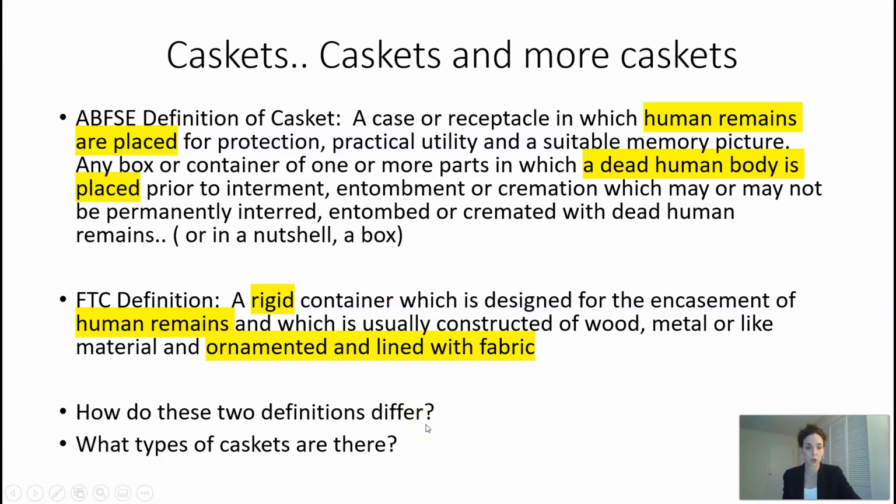So there are similar definitions, but there are some slight variations. I want you to make a note as you go through and study on your own time how these two definitions may differ. And as we switch to the next slide, I also want you to start thinking about what types of caskets are out there. It's a blanket definition, and there's a lot that falls underneath that we're going to cover.